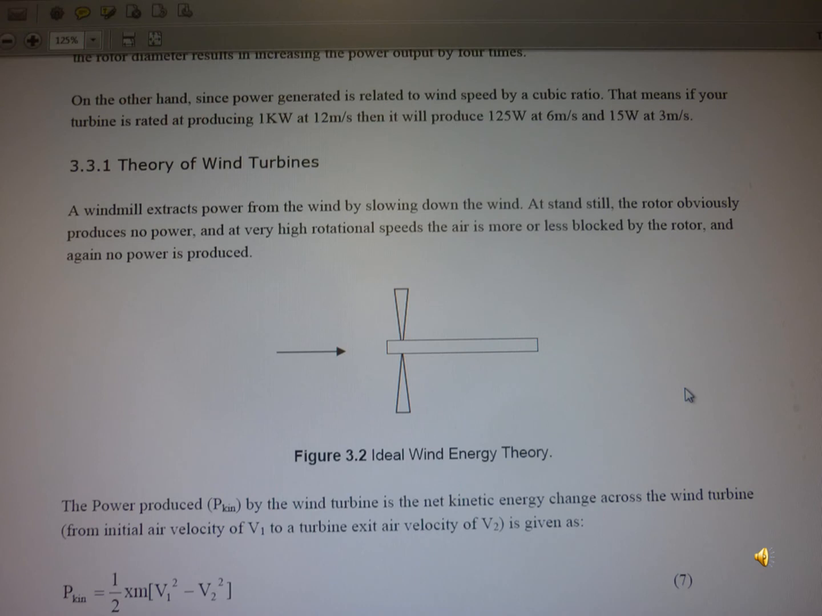This one is a theory of the wind turbines. The rotor can extract power from the wind by slowing down the wind. At a standstill, the rotor obviously produces no power. And at a very high rotational speed, the air is more or less blocked by the rotor and again no power is produced. The power produced by the wind turbine is the net kinetic energy change across the wind turbine, from the initial air velocity of V1 to the turbine exit air velocity of V2. So that can be calculated: P is equal to half m dot multiplied by V1 square minus V2 square.